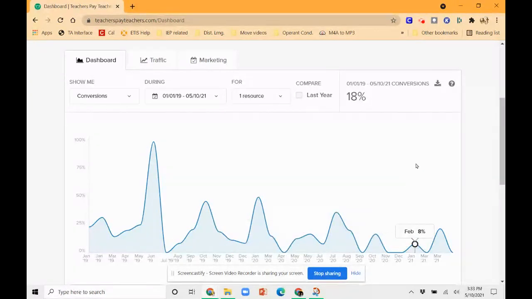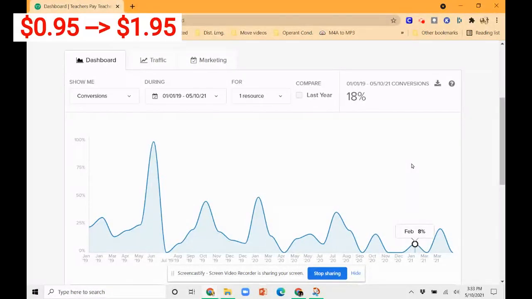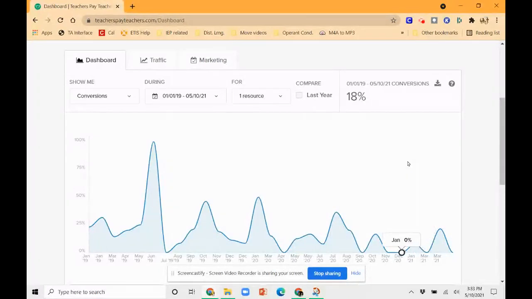So after looking at all of this data, I think I'm going to go back down a bit. So my first price was 95 cents. The second price was $1.95. Now I'm going to put it down to $1.50 and see how that goes, and I will report back to you all in a few months.